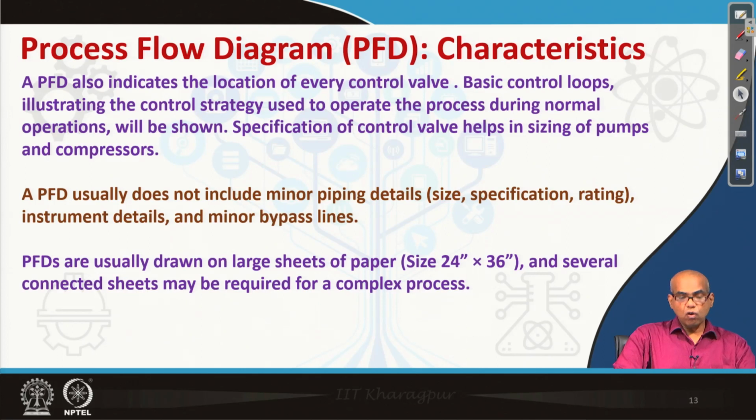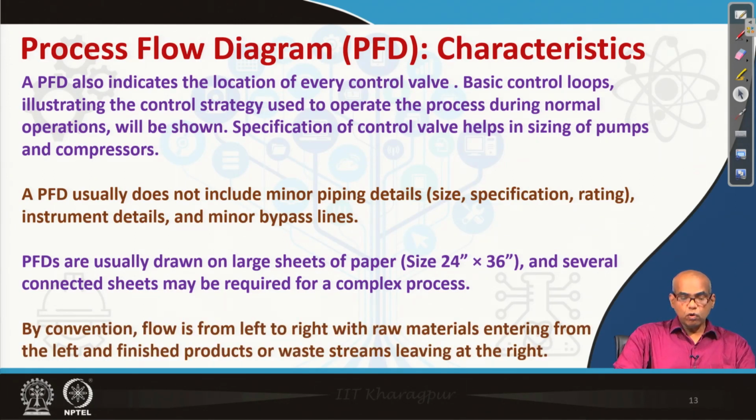Process flow diagrams are usually drawn on large sheets of paper. The sizes may be typically 2 feet by 3 feet, and several connected sheets may be required for a complex process. It may not be possible to draw the entire process flow diagram on a single sheet. So, for a large chemical process, for a large plant, it may be necessary to use several connected sheets. Later on, we will see an example of such connected sheets.